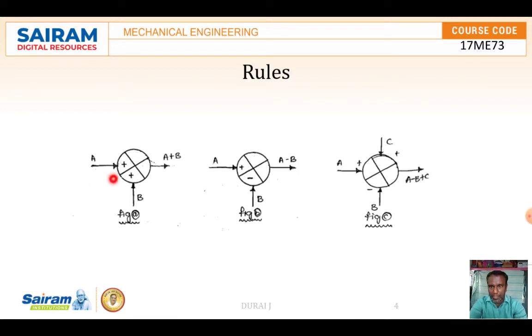In the summing point, signal A is coming over here and B is coming from this side. The output signal we get is A plus B. Then comes this type of summing point: A signal is coming, B signal is coming over here, then the output is A minus B. Similarly, if three signals are coming, A and C have the positive sign and B has the negative sign, the output is A minus B plus C. These are all the things you should remember while reducing block diagrams.